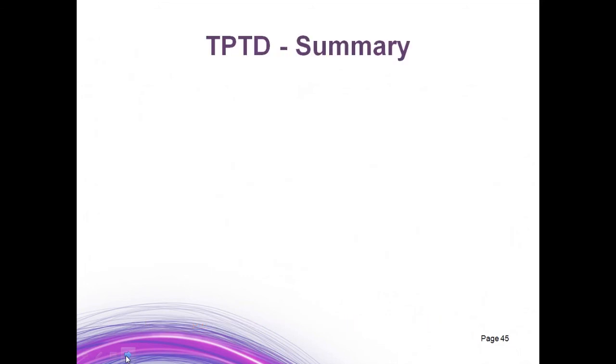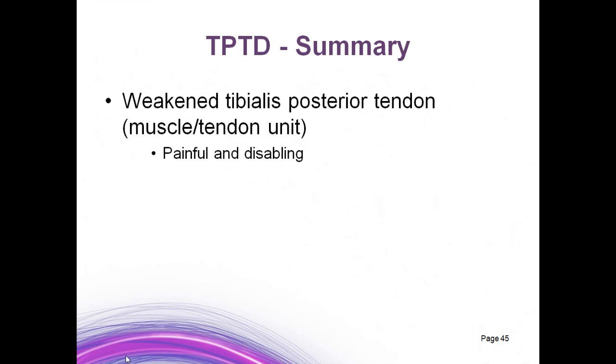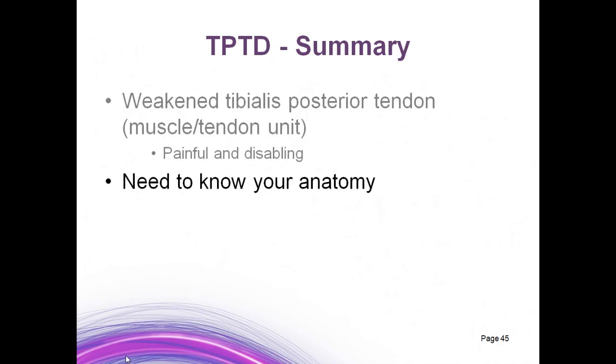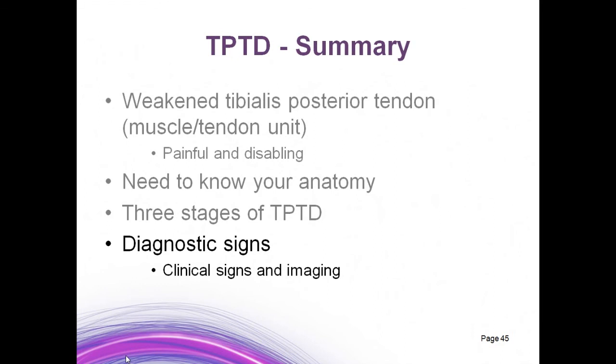Okay, so in summary, tibialis posterior tendon dysfunction is characterised by a weakened tibialis posterior tendon, which is typically painful and quite disabling. You need to be familiar with your anatomy in the region, where the structure originates from and where it inserts in reference to the tendon. It's important to know the 3 stages of tibialis posterior tendon dysfunction. You need to be familiar with the diagnostic signs, the clinical signs and imaging outcomes. Clinical signs, I think, are the most important. And be familiar with the treatment options.